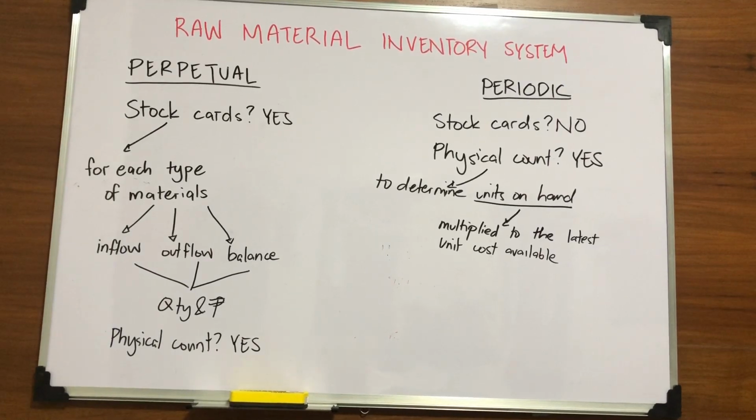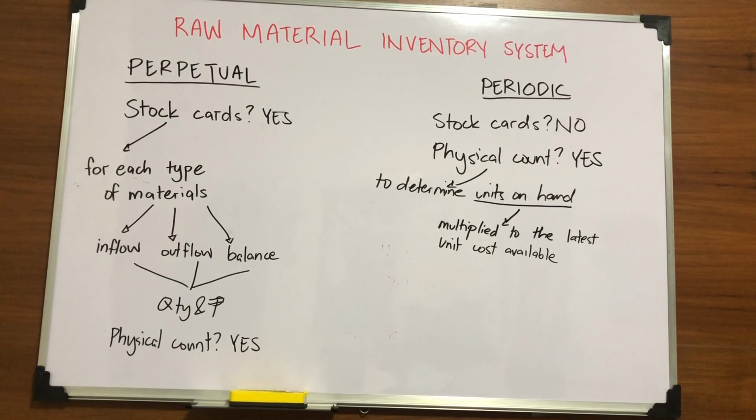So for this session, we will learn the raw material inventory system. We have two kinds of inventory system. First is your perpetual, and second is your periodic. The difference between the two is that in the perpetual inventory system, you maintain stock cards. Okay? So you maintain stock cards for each type of material.